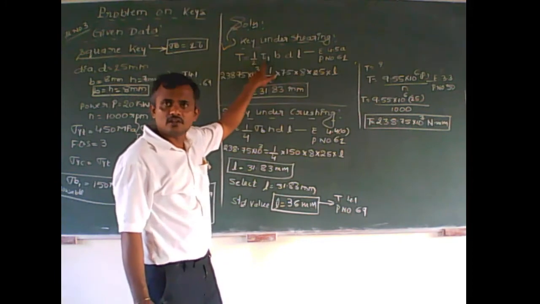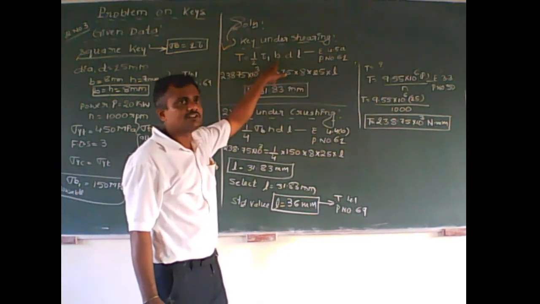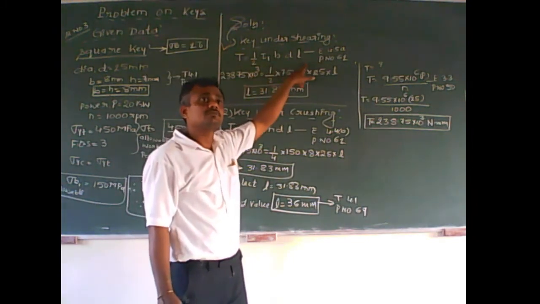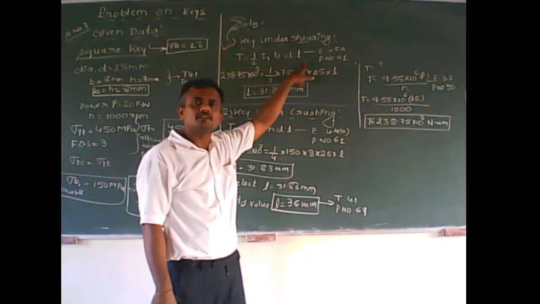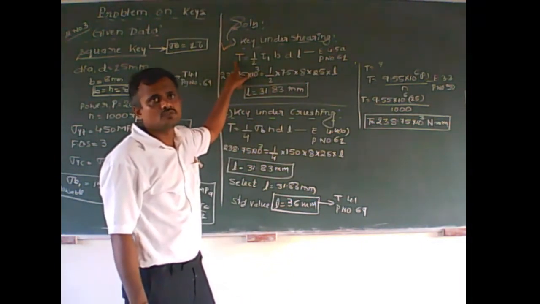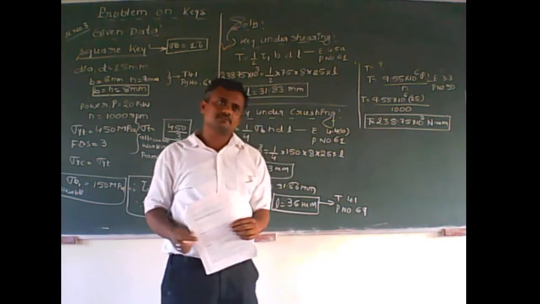Check tau 1 is already calculated, that is 75 MPa. B is 8, dia is given as 25. What about length? Length we have to calculate ultimately at the end. And before that, check whether T is given. No, instead of T, here power and N are given.